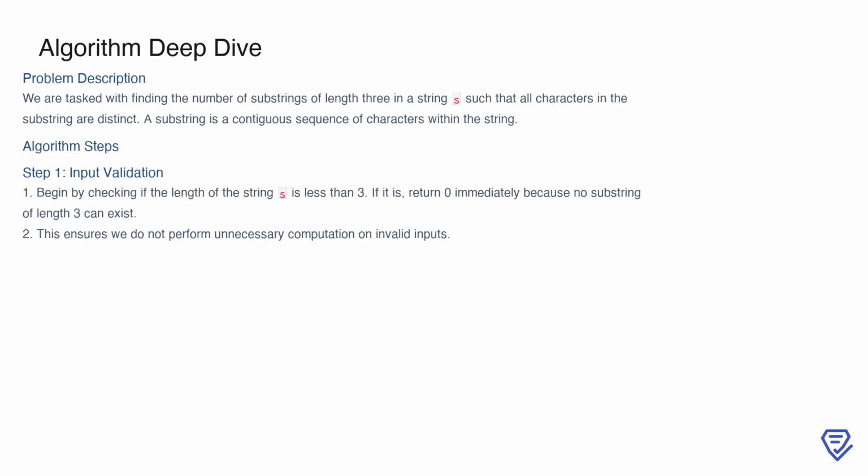To solve this, we start with input validation. First, we check if the length of the string S is less than 3. This is because it's impossible to have a substring of size 3 in strings shorter than that. If the string is too short, we return 0 immediately, which prevents any unnecessary computations on invalid inputs. This initial step ensures our algorithm is both efficient and robust.